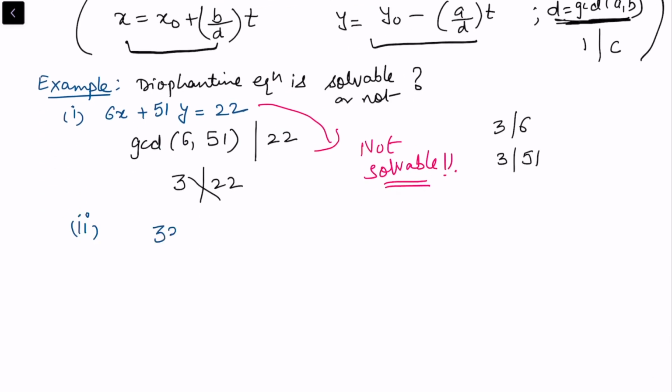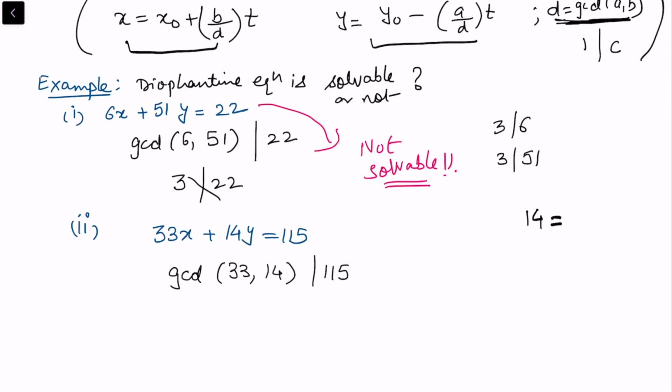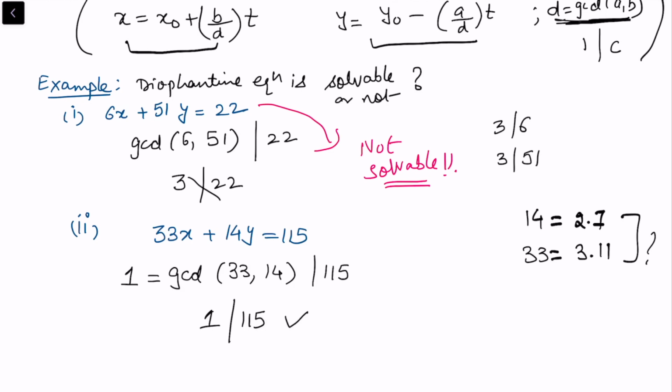Let's take one more example. This is 33x plus 14y equal to 115, and we want to check whether GCD of 33 and 14 divides 115 or not. Let's see the prime factorization: 14 is 2 into 7, and 33 is 3 into 11. So we can see there is nothing common, so obviously the GCD of these two numbers is 1. They are relatively prime, and 1 divides 115. So this is true, which means the given linear Diophantine equation is solvable.